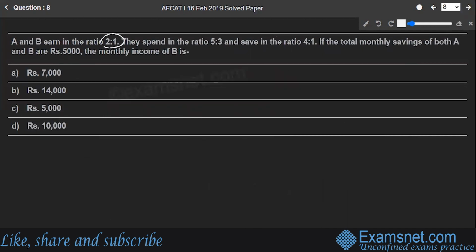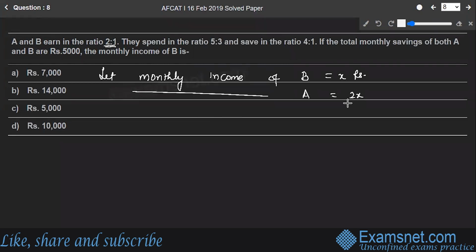Next is question number 8. A and B earn in the ratio 2:1. They spend in the ratio 5:3 and save in this ratio. The total savings of both A and B are this much. The monthly income of B is equal to what? So let's start. First of all, let the monthly income of B be x rupees, since we have to find it for B. A and B earn in the ratio 2:1, so what will be the monthly income of A? This is equal to 2x. Simple.